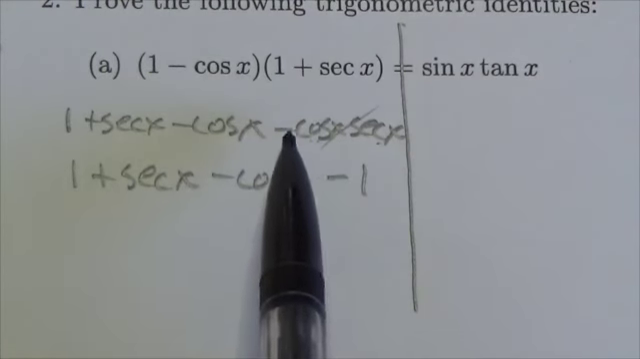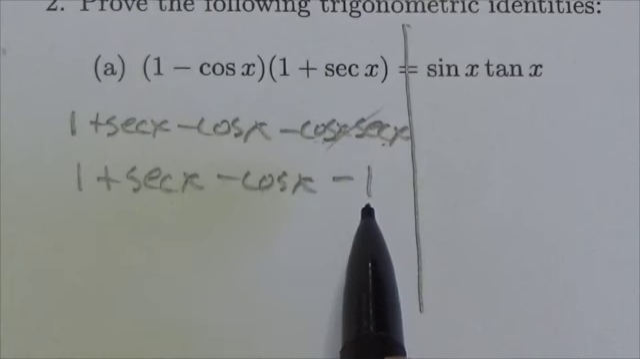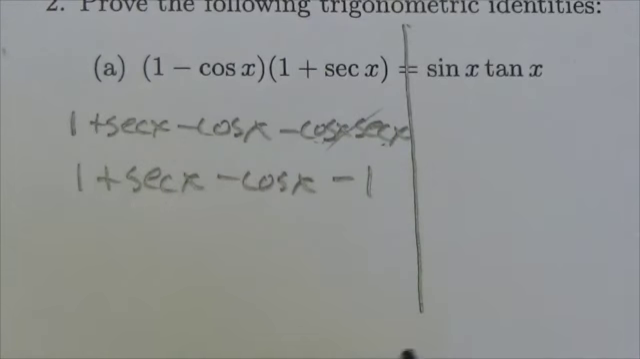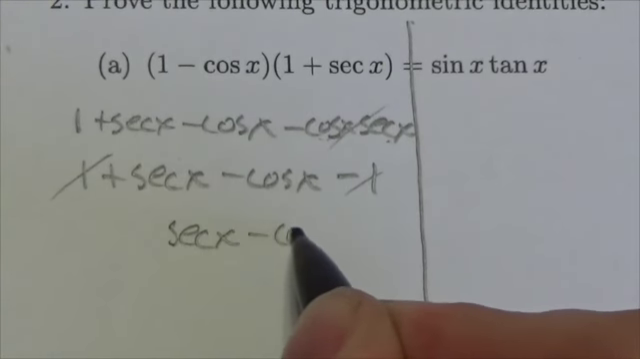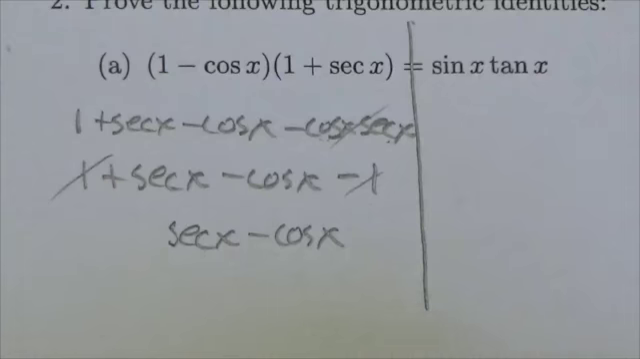So what I'm taking into account here is that this is a reciprocal. It's a reciprocal of cosine. When you multiply reciprocals, you get the 1. Now, minus 1 because I was subtracting it. Except those two are going to cancel now. So now I'm just left with the secant of x minus the cosine of x.